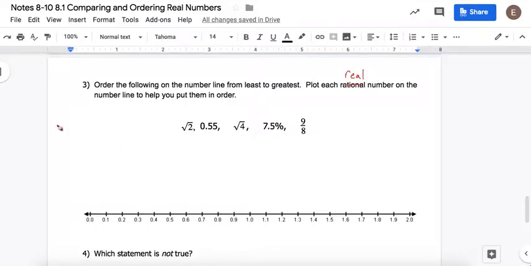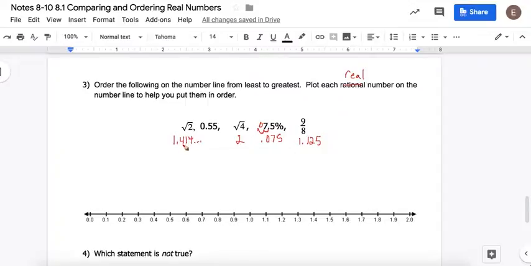Okay, so the square root of 2 is 1.414 dot dot dot. This one's already a decimal. The square root of 4 is 2. 7.5% would be 1, 2 to the left, so 0.075. And finally, 9/8 would be 1 and 125 thousandths. Okay, so we need to put these on the number line.